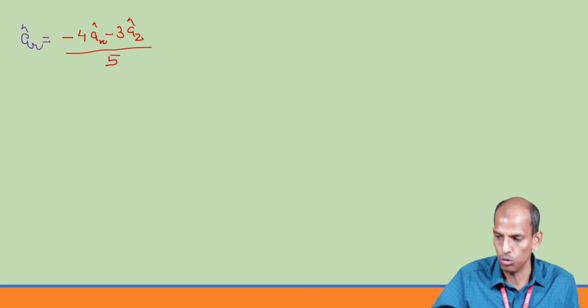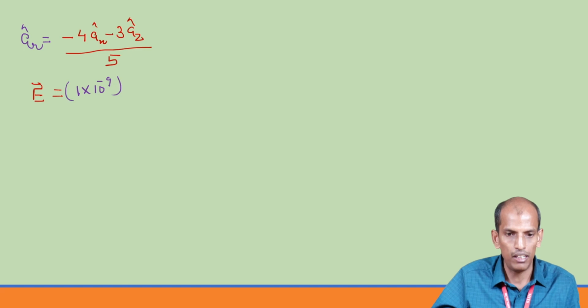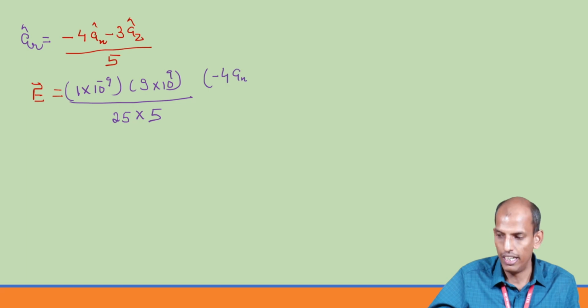And then what would finally be the electric field? You just need to put in all the values. The values are very simple: 1 into 10 to the power minus 9, 1 nanocoulomb, multiplied with 9 into 10 to the power 9, the value of K, whole divided by 25, which is 5 square, into minus of 4 AX hat minus of 3 AZ hat.